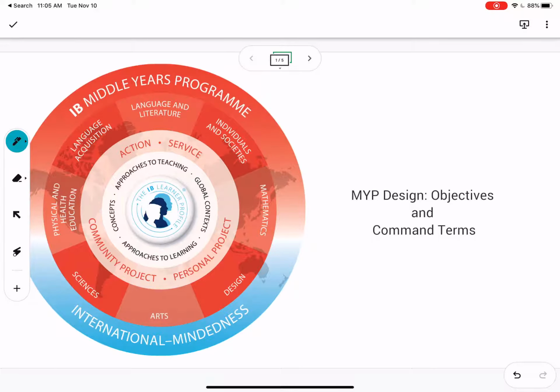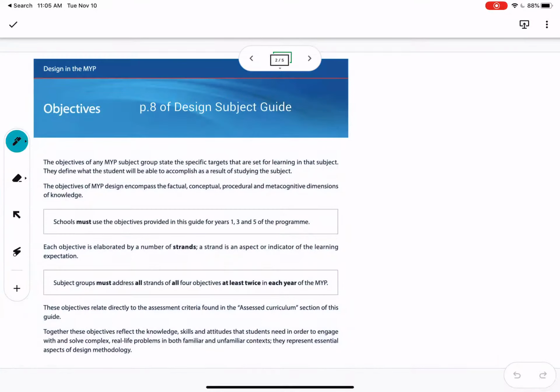The purpose of this screencast is to walk you through the design protocols in the MYP in relation to the objectives and the command terms. So in the MYP, in any subject, there are always 4 objectives that are articulated in any of the guides. And in this case, they are on page 8 of your design guide that you should have downloaded from the Moodle Resource Centre.